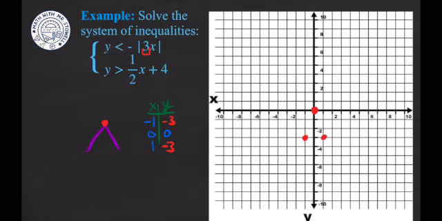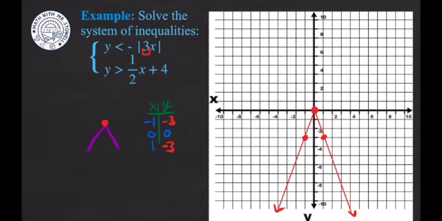We could check that as well. We could plug in 1. 1 times 3 is 3. Absolute value is 3. Negative on the outside, so it's being negative. So let's go ahead and graph this. We just need those 2 points. This is our graph of our absolute value.